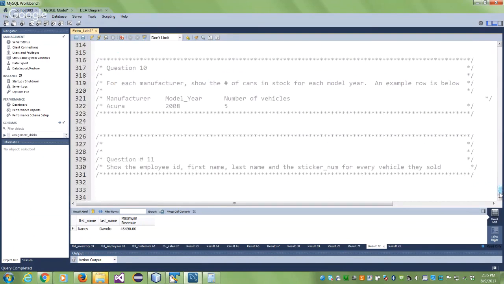For each manufacturer, show the number of cars in stock for each model year. An example row is below: manufacturer, model year, number of vehicles for each model year. Okay, let's do that. That doesn't seem to be too tough unless I'm not reading it correctly. Okay, so we want what? We want the manufacturer.